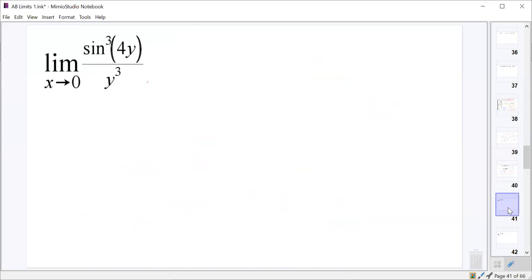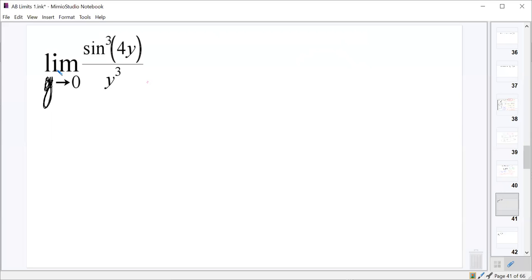So here's another one. This one looks more complicated, doesn't it? Let's make that y approaches 0. The limit as y approaches 0 of sine cubed 4y over y cubed. So we should be able to use the different properties of limits that we know and the known limit that the limit as y approaches 0 of sine y over y is equal to 1 to simplify this down into a workable limit.